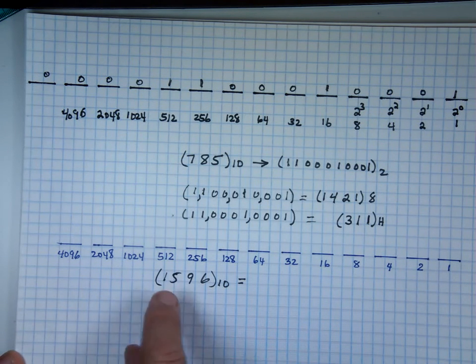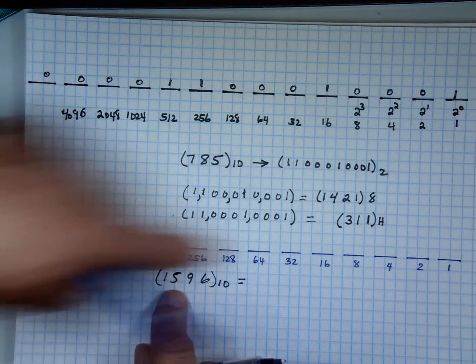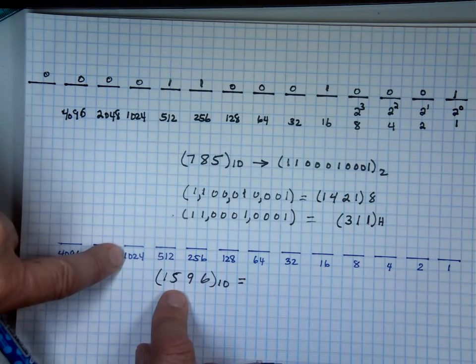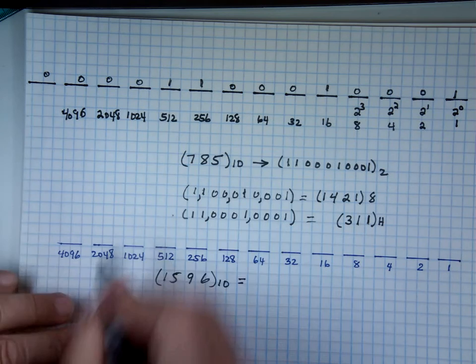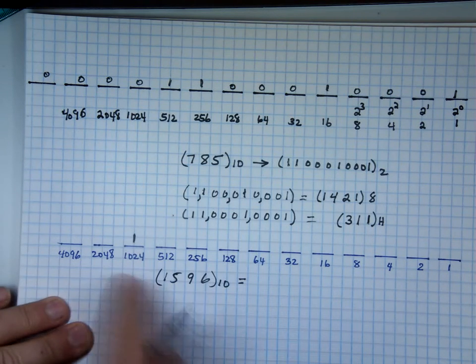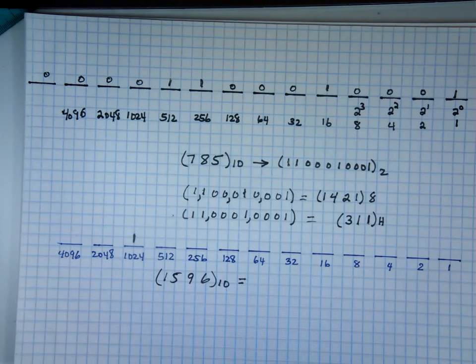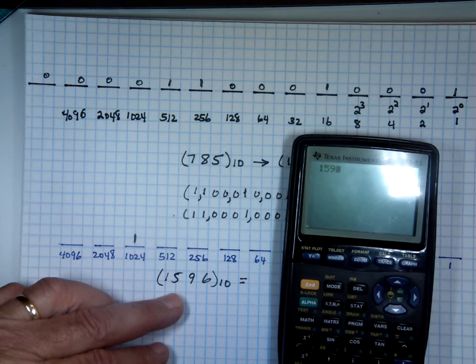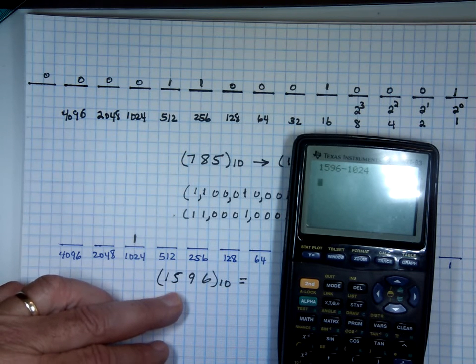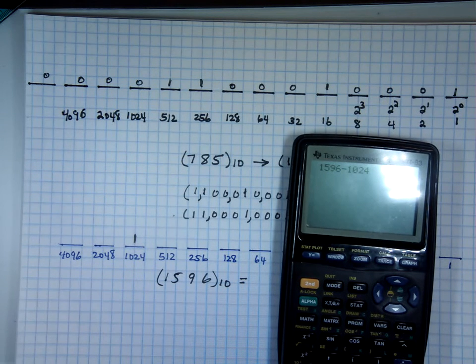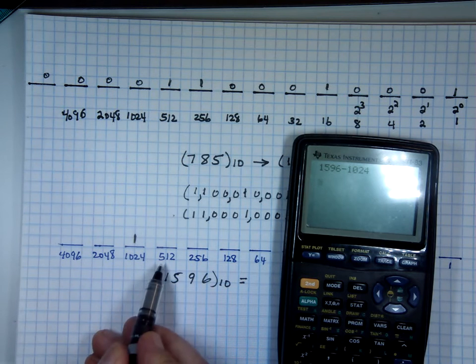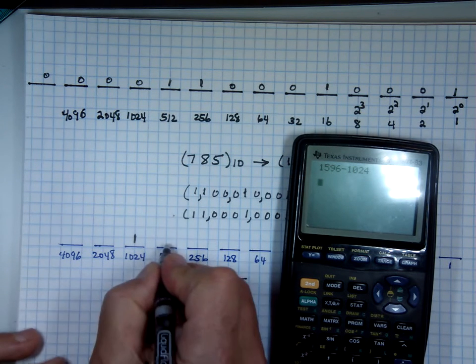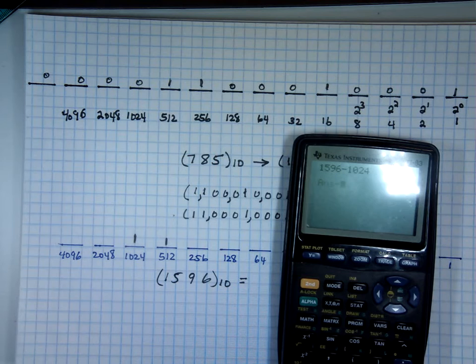1596, what's the biggest number that's less than 1596 out of these numbers? It's 1024. So once you put a 1 here, take away 1024 from that number. 1596 minus 1024 is 572. Let's look at the 572. Is 572 bigger than 512? Yes, put a 1 here. Minus the 512. What's left?